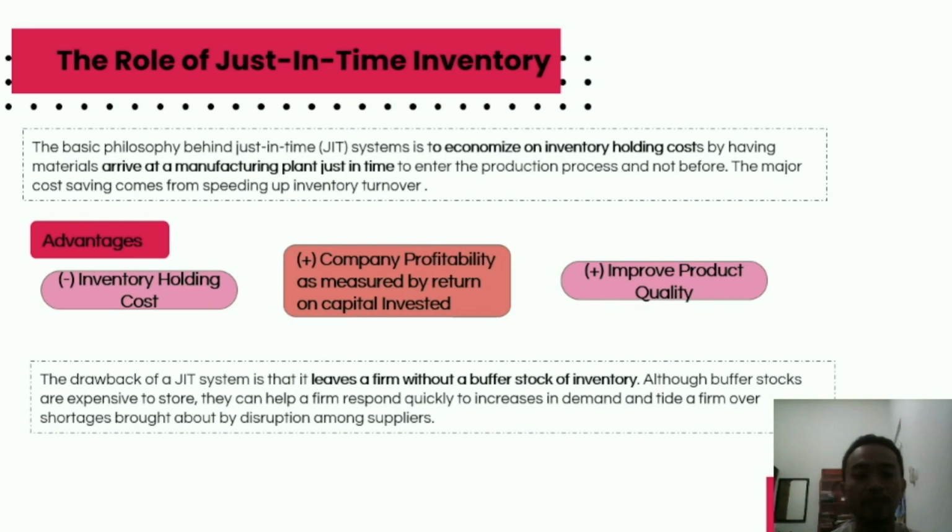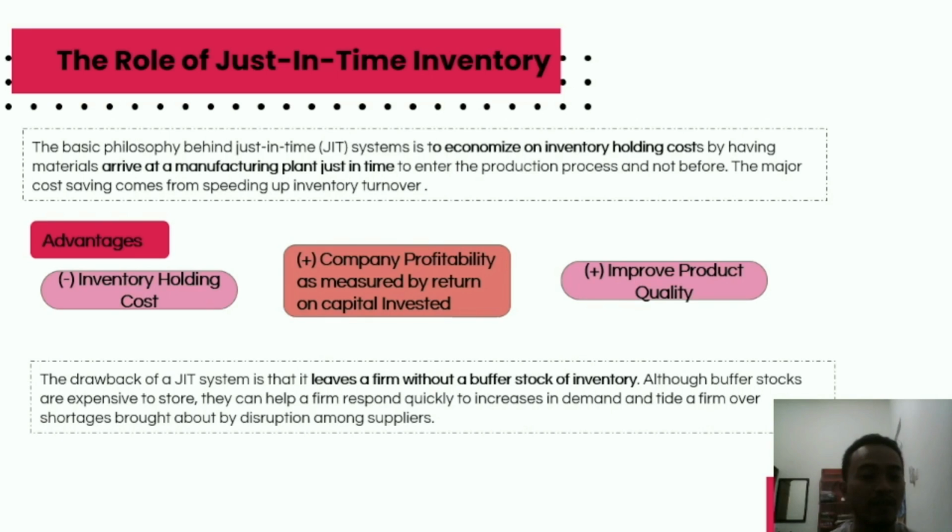The second one, it will boost the company's profitability as measured by return on capital invested. It also means the company is less likely to have excess unsold inventory that it has to write off against earnings. The third one, the JIT system can also help firms improve product quality. Under the just-in-time inventory system, parts enter the manufacturing process immediately, so they are not warehoused. So this allows defective product or defective inputs to be spotted right away.